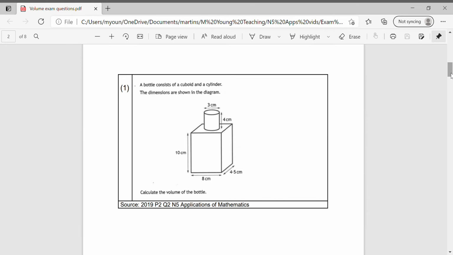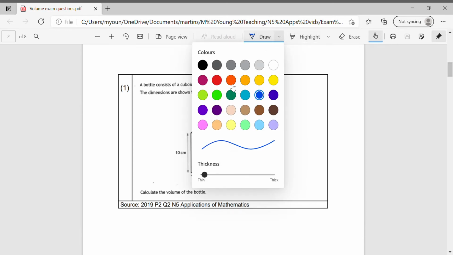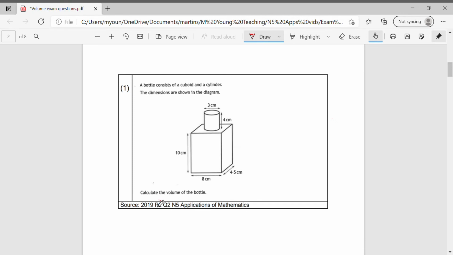A bottle consists of a cuboid and a cylinder. The dimensions are shown in the diagram. So we've got a cylinder on top and a cuboid in the bottom. Calculate the volume of the bottle. This particular question is calculator. Okay, you can tell that because it says paper 2 down the bottom.